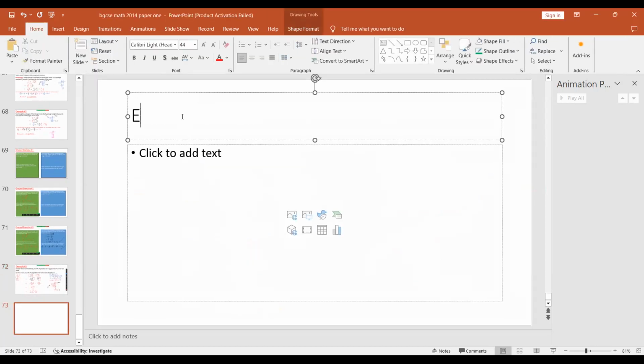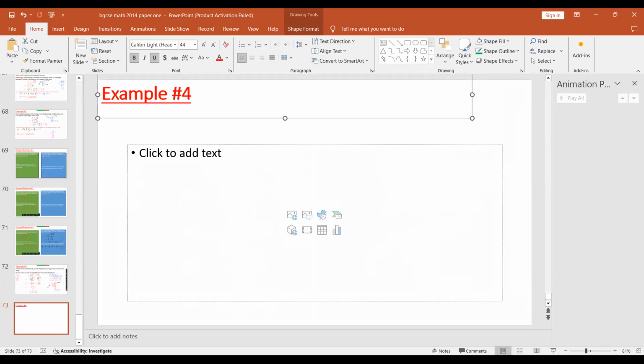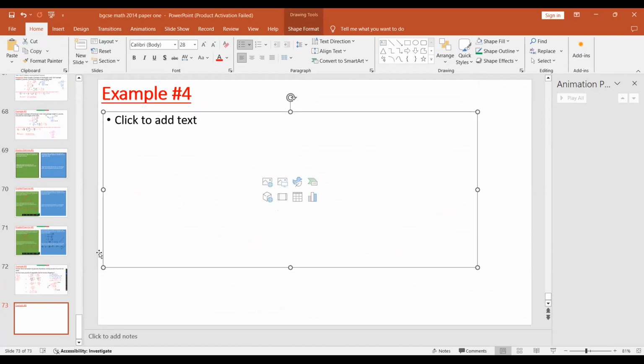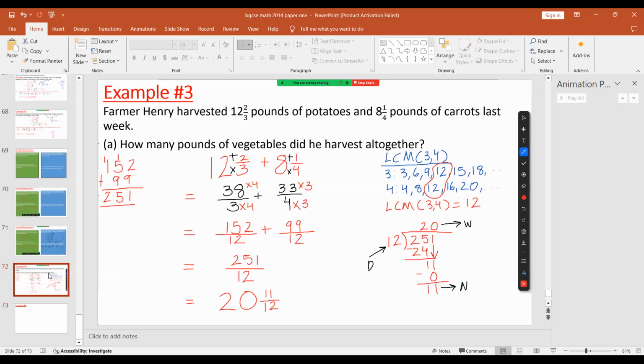Okay, so example number 4. All right, let's write this example so we could close off on mathematics for today. It's going to be our last example before we transition over to English language. So remember we is talking about Mr. Henry, and we know he got 20 and 11 over 12, right?